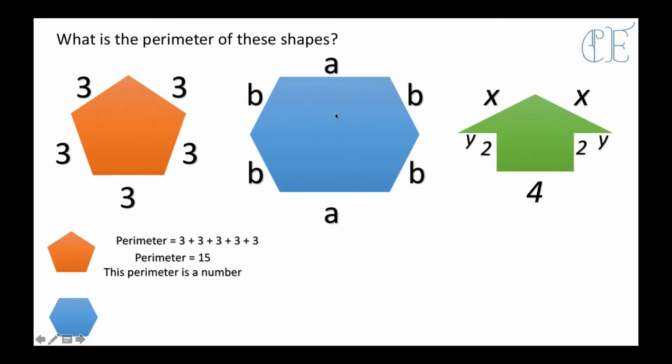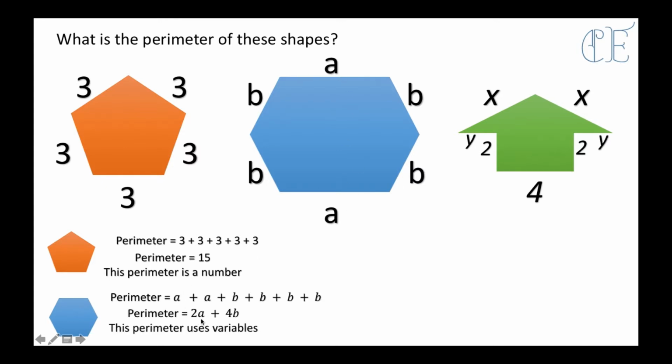Let's look at this one. On this one we've got some a's and some b's. So we've got 2 a's, and then 1, 2, 3, 4 b's. This perimeter uses variables. We can't add them together because one's an a and one's a b, so we have to leave it like that.